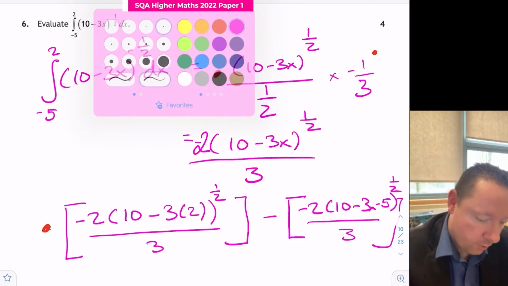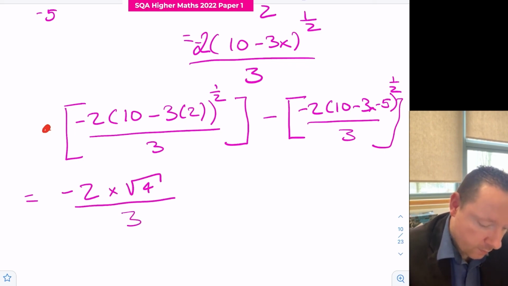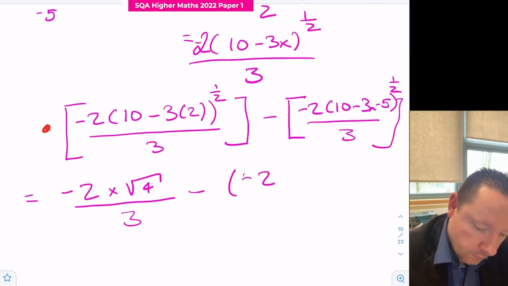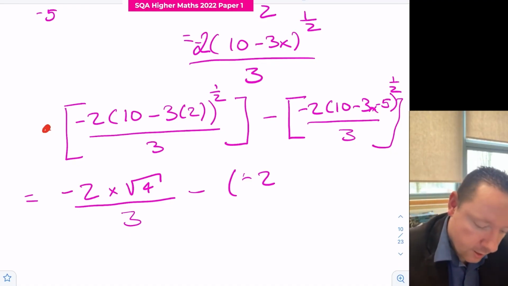So let's work that out now. Just being very careful. So we've got minus 2, 10 minus 6 is 4. So it's times the square root of 4, because the power of a half is square rooting, divided by 3, and that's minus, and then we've got minus 2 again. 10 minus 3 times minus 5. That's minus 3 times minus 5 is 15. So that's 10 add 15, which is 25. So it's times the square root of 25 over 3.